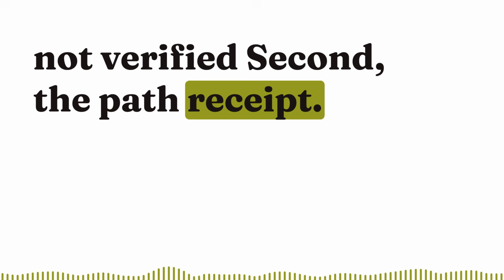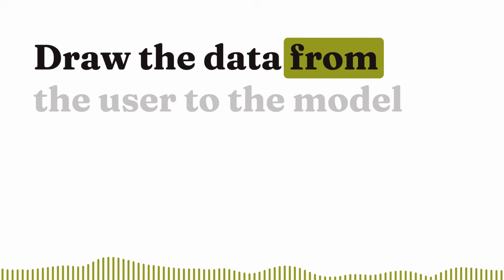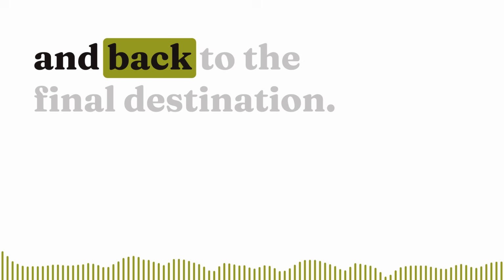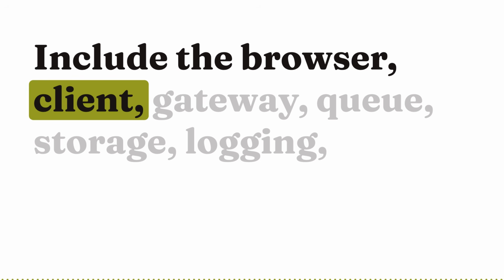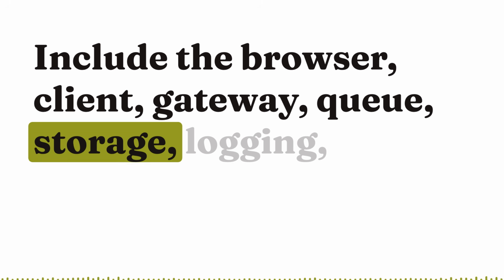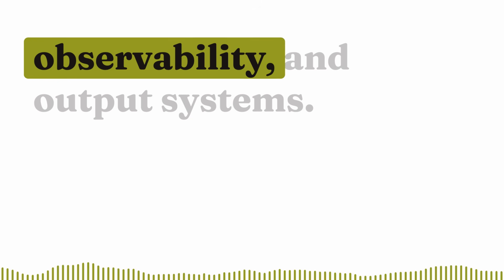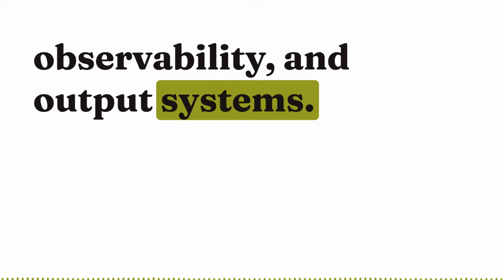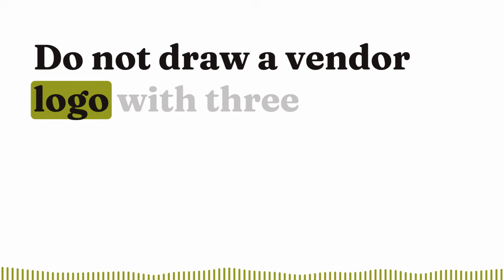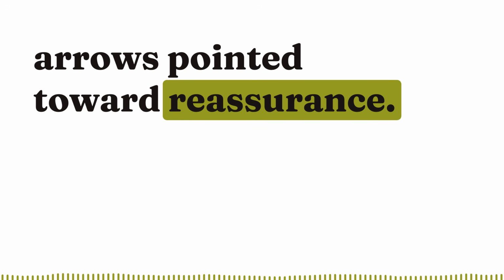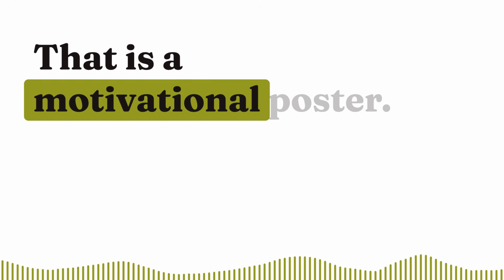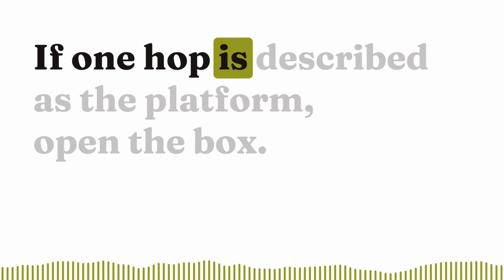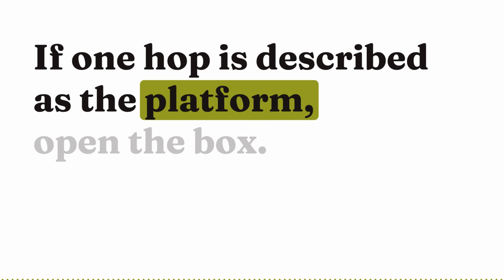Second, the path receipt. Draw the data from the user to the model and back to the final destination. Include the browser, client, gateway, queue, storage, logging, observability, and output systems. Do not draw a vendor logo with 3 arrows pointed toward reassurance. That is not architecture. That is a motivational poster. Decision rule. If one hop is described as the platform, open the box.